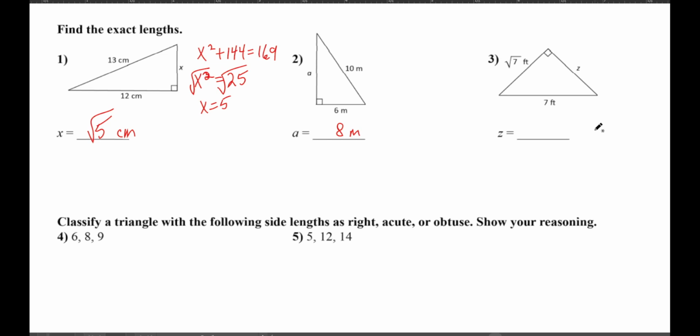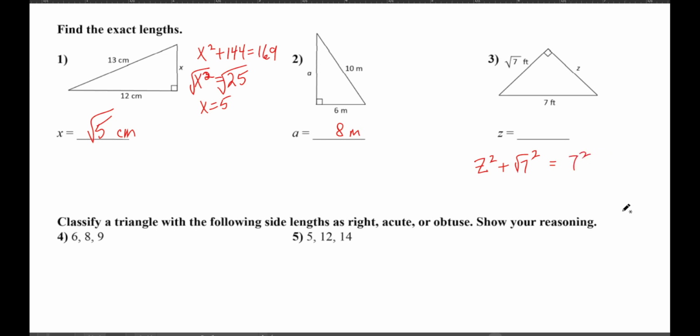This one might be a little trickier. It's not one of our special triangles. So what are we going to do? Pythagorean theorem. So watch what I'm going to do. I'm going to go z squared plus, I'll write this out. I was going to do this in our head, but it might confuse you. Equals what?